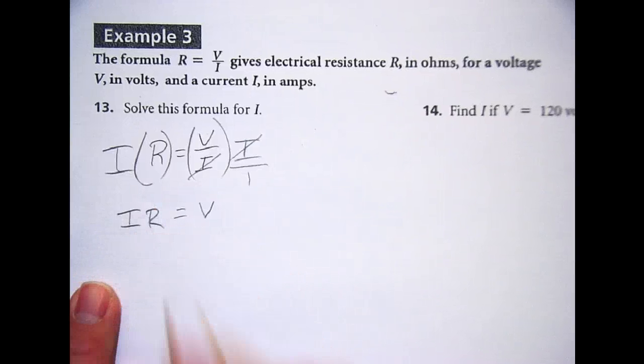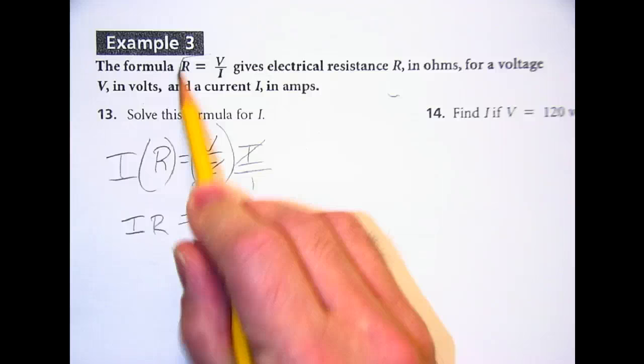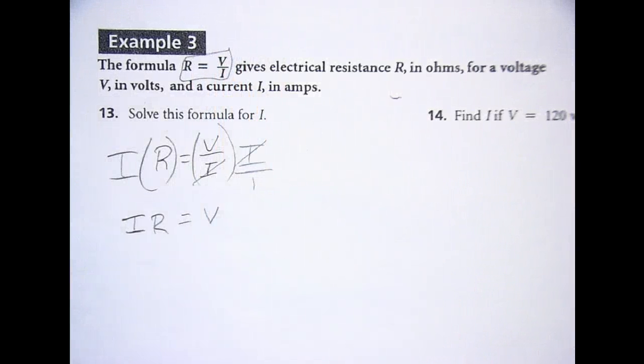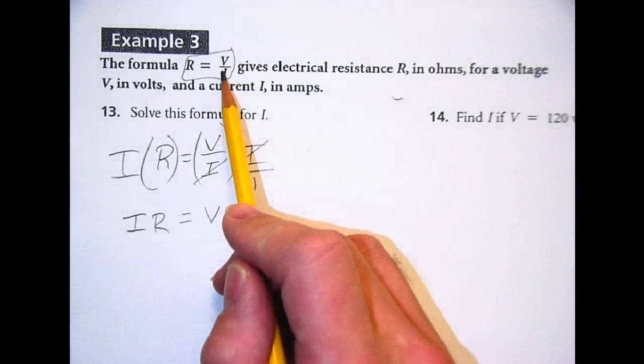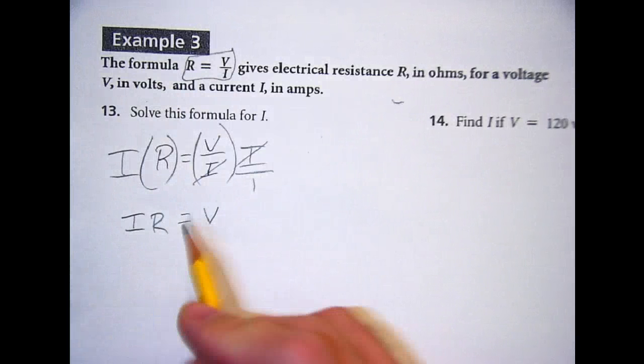Now, how many made it that far? Okay, so the rule that you need to make a note to yourself, if you're struggling and you're looking at this, like I don't even know where to start, always get rid of the fraction first. Multiply by the common denominator. Even if the denominator is I, or U, or X, or 7, multiply by the common denominator. Okay, and then from here, we're not done.